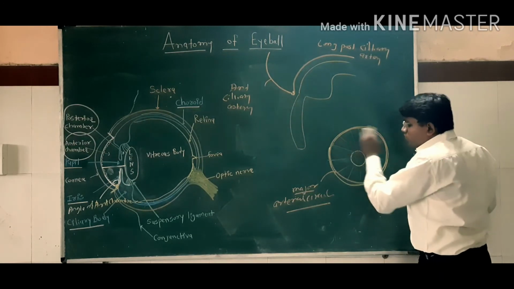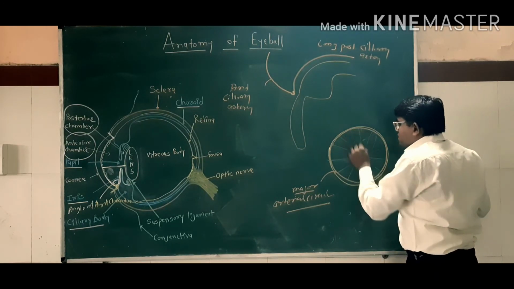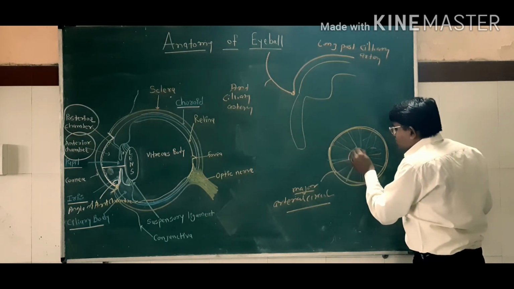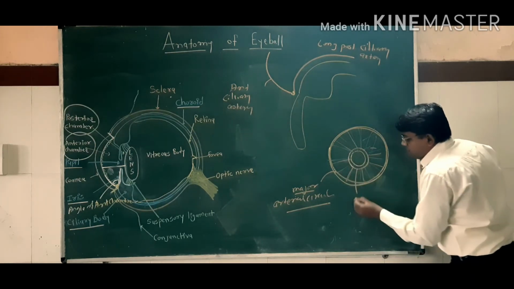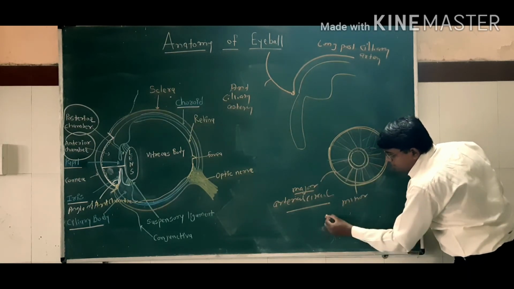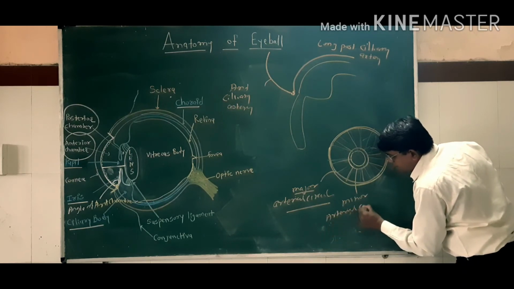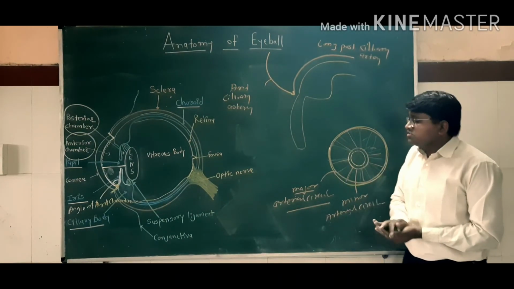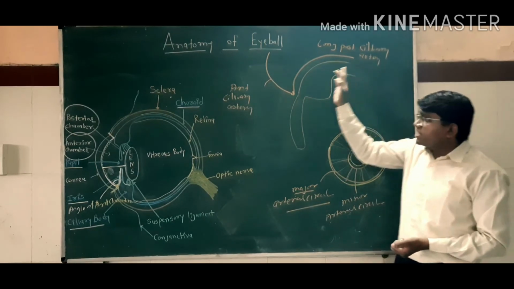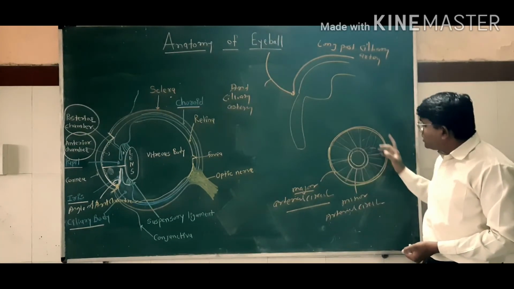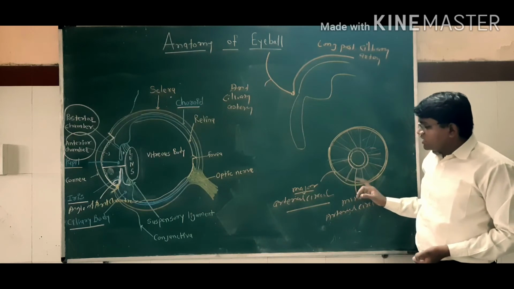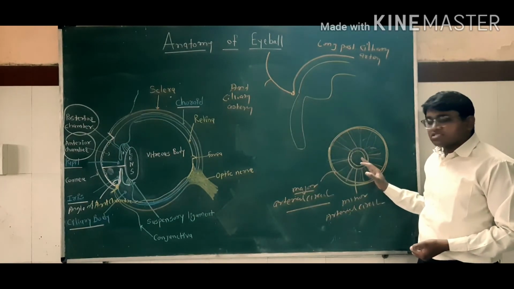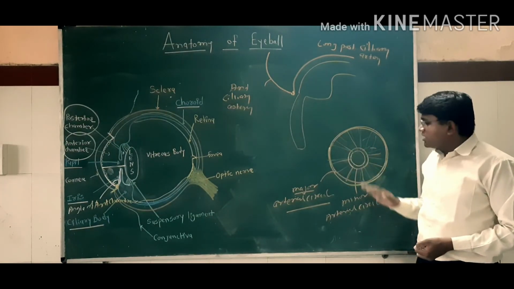Now from this major arterial circle some branches radiate to the central area, and in the central area they form another arterial circle, known as the minor arterial circle. So the long posterior ciliary artery and the anterior ciliary artery combine to form one arterial circle in the peripheral area, the major arterial circle. From it some branches radiate to the central part and form the minor arterial circle.